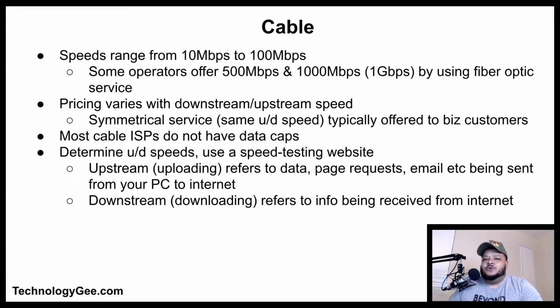To determine the actual upstream and downstream speeds your connection achieves with an ISP, you can use what is called a speed testing website. Many ISPs provide speed testing web page links on their customer service page. Upstream refers to data, page requests, email, and so on being sent from your computer or network to the internet. Downstream refers to any information being received from the internet. So sending data upstream is called uploading and receiving data is called downloading.